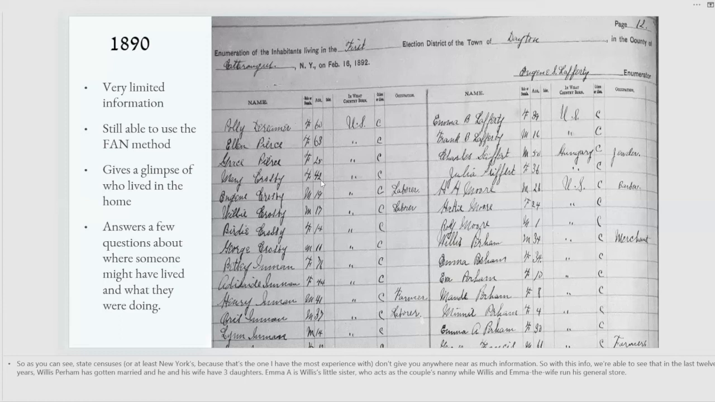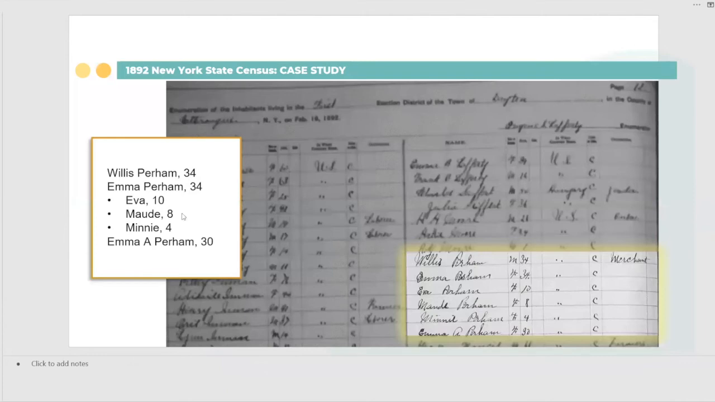As you can see here, state censuses wouldn't give you anywhere near as much information, but we're able to see that within the last 12 years, because this one was taken in 1892. So it does bridge that gap a little bit. We can see here that Willis has gotten married. His wife's name is also Emma. That's really fun to try to do some research on, let me tell you. And then they have 3 daughters, and his wife, or his sister, see, told you, is living with them at the time.